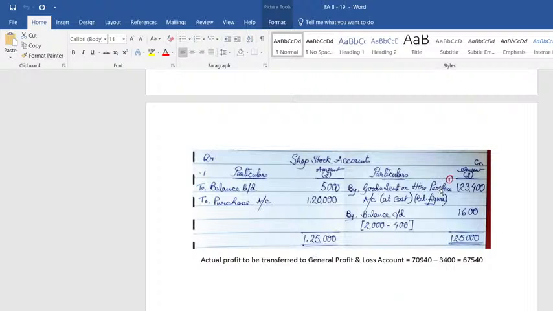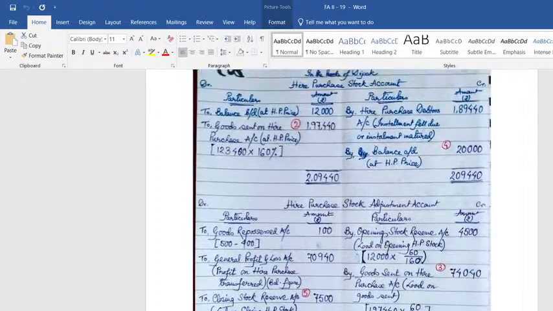Now from that you have to deduct that particular 1,600. So your balancing figure is 1,23,400. It is your goods sent on hire purchase at cost price. Again I am repeating, it is your goods sent on hire purchase at cost price. Now you have to add the extra profit, that means 60%. After adding 60% to this, whatever comes will be considered as goods sent on hire purchase at HP price. So let us place it here first.